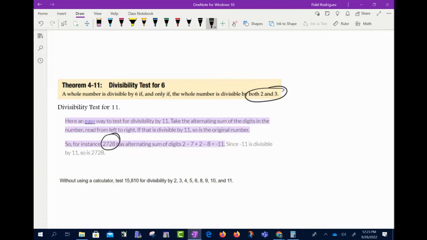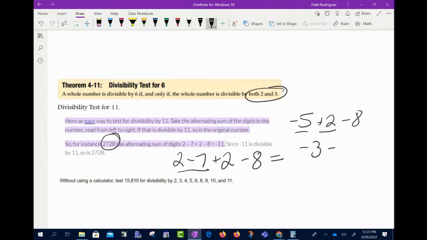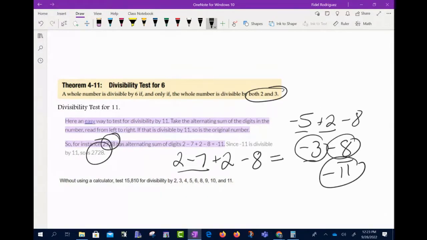Here's the number 2728. What we mean by the alternating sum is we're going to take the first digit 2, subtract the digit 7, add the third digit 2, and subtract the last digit 8. So 2 minus 7 is negative 5, plus 2, minus 8. Negative 5 plus 2: if I owed you $5 and I only had 2, I would still owe you 3. And negative 3 minus 8: if I owed you $3 and I owed you 8 more, I would owe you 11. And because I can divide this number by 11, then we can also divide that number by 11, okay?